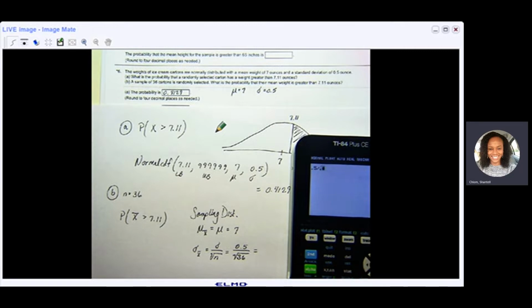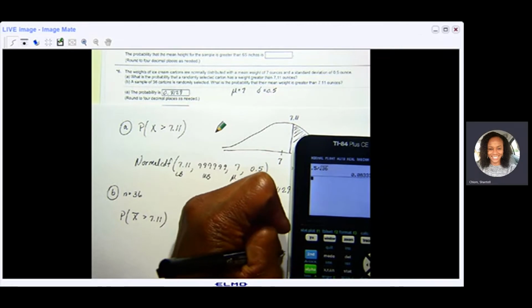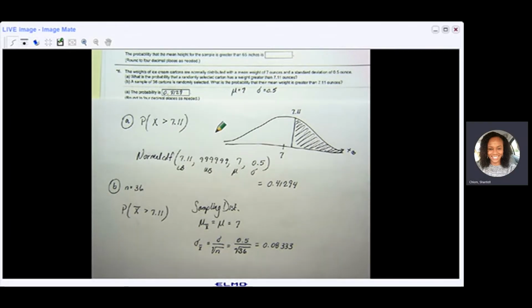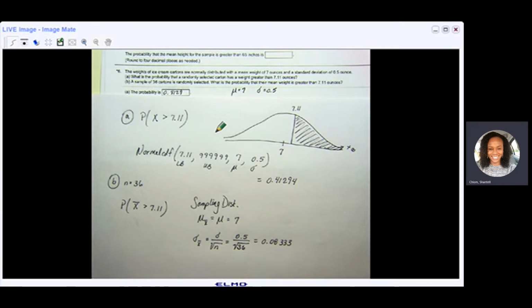So that would be 0.08333. Okay, so we had to reduce that deviation, and I always try to go at least 4 decimal places there because the final answer has to be rounded to 4.